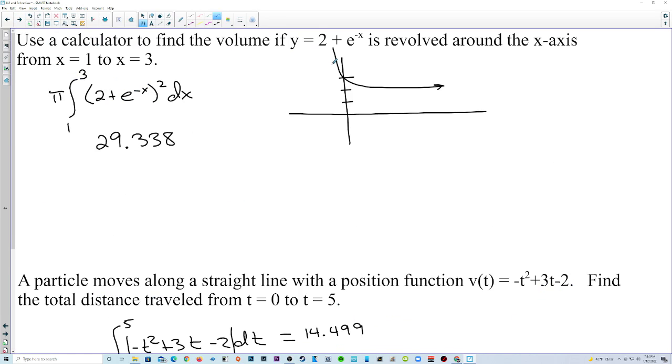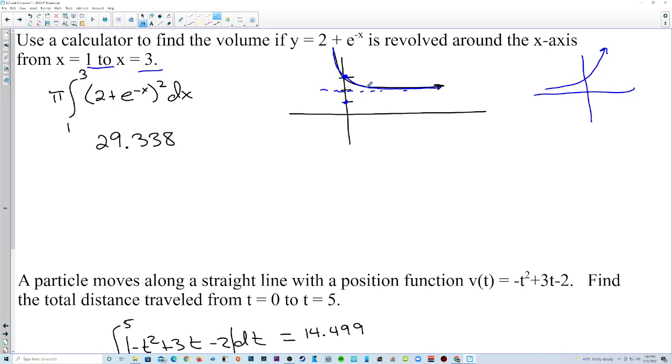Use the calculator to find the volume if y equals 2 plus e to the negative x is revolved around the x-axis from x equals 1 to 3. Well, here we start out with, I know what e to the x looks like. And here's e to the x. Well, e to the negative x looks like this, but now this has been pushed up by 2, so instead of the y-intercept being 1, it's up here at 3, and then this is leveling out to 2. Well, we're doing the volume from 1 to 3.